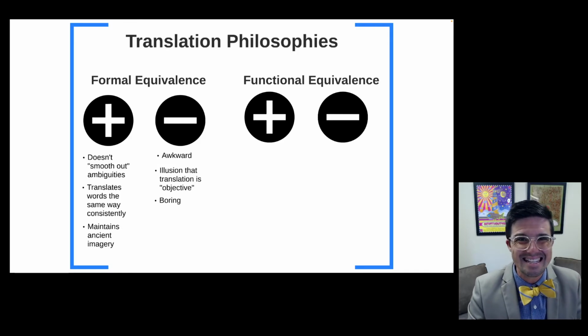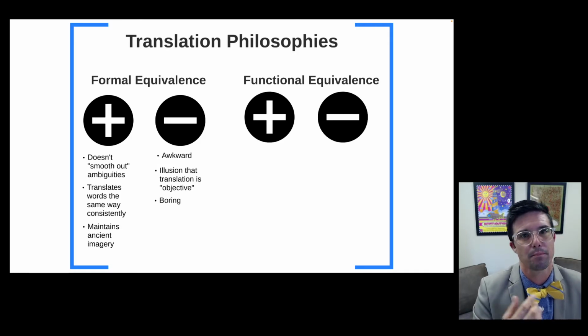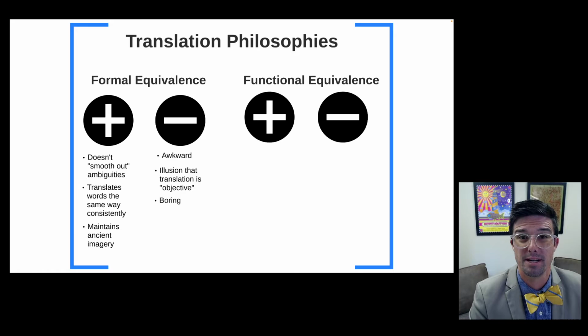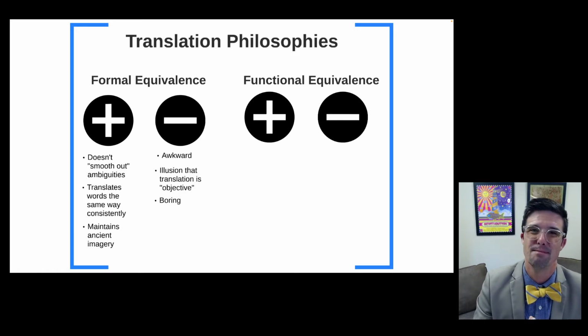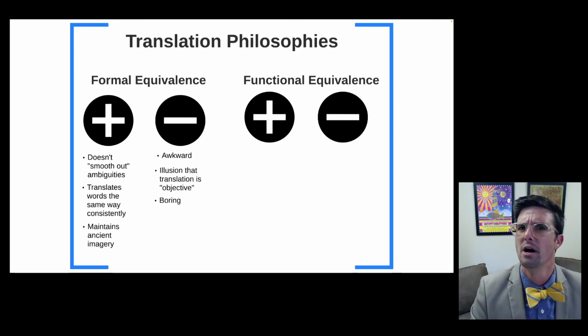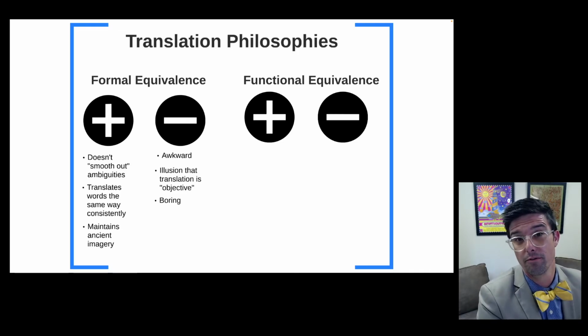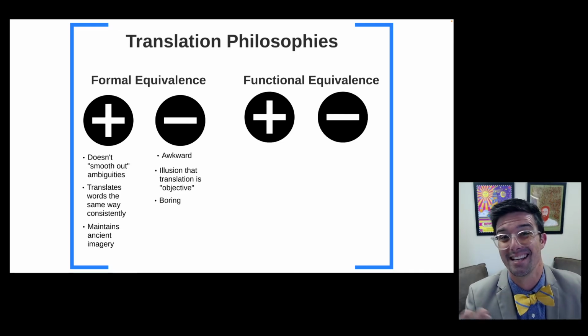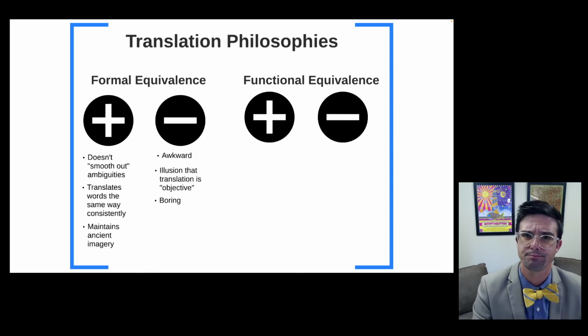So that really is an illusion, and different translation committees are going to be better or worse about playing into that illusion or presenting that illusion. Some translation committees will say we are as objective as possible. Others will say, while we're doing a word for word translation, we recognize that interpretation is happening here.